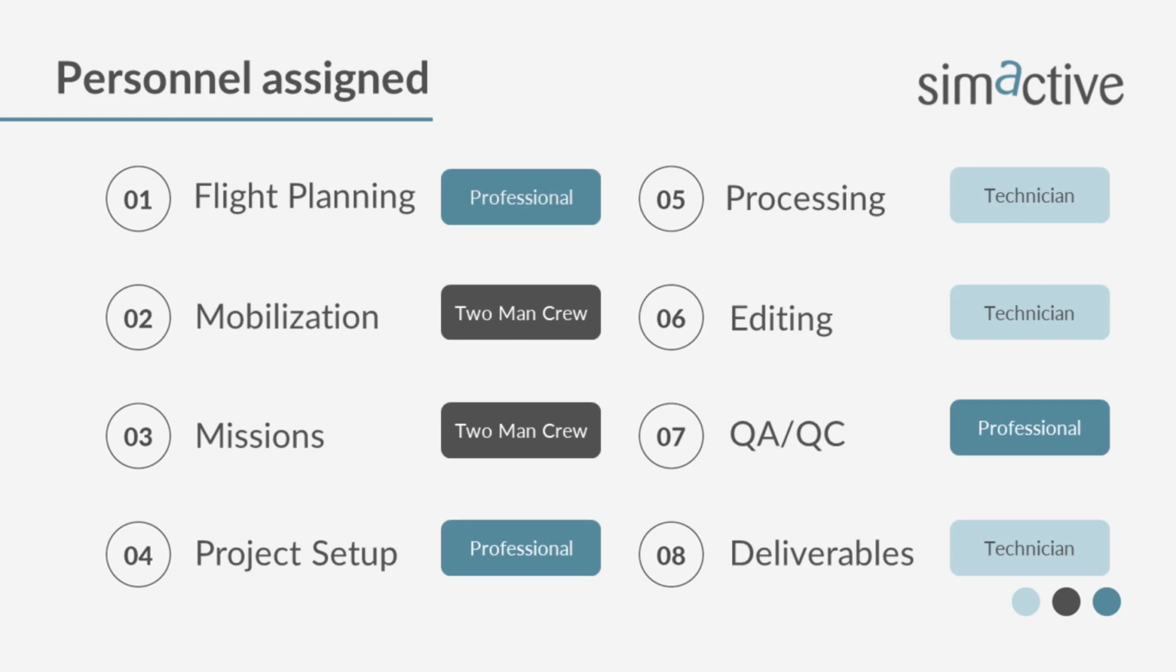Then the project setup is probably done by a senior person within the organization. The processing itself is software that does that, but it also involves being monitored, and there are activities to that, which would be just a technician. The editing, again, would be a technician, maybe it's tiling or whatever. Then there's a QA/QC component that would fall back on the professional. Outputting the deliverables would go back to the technician.